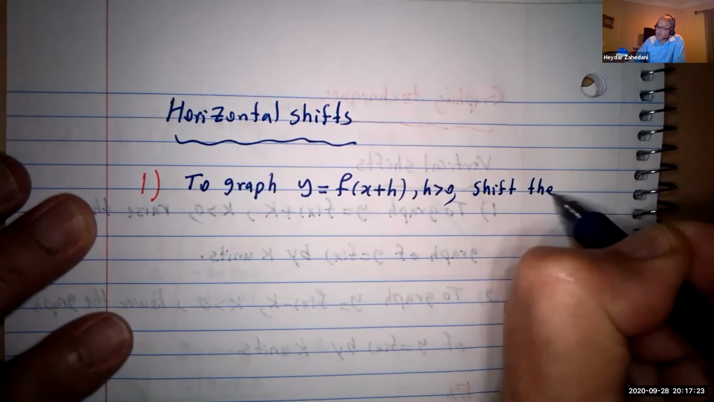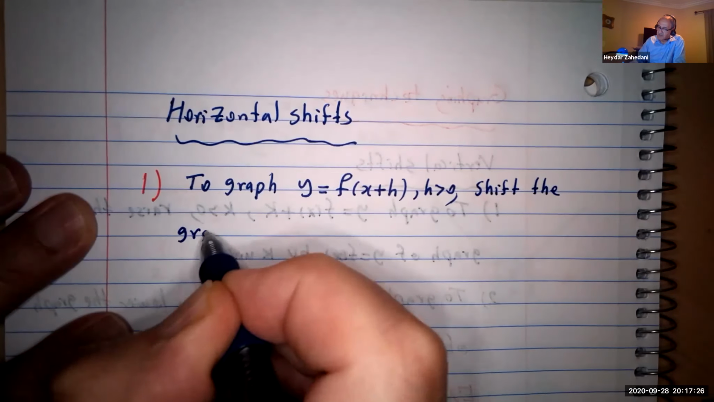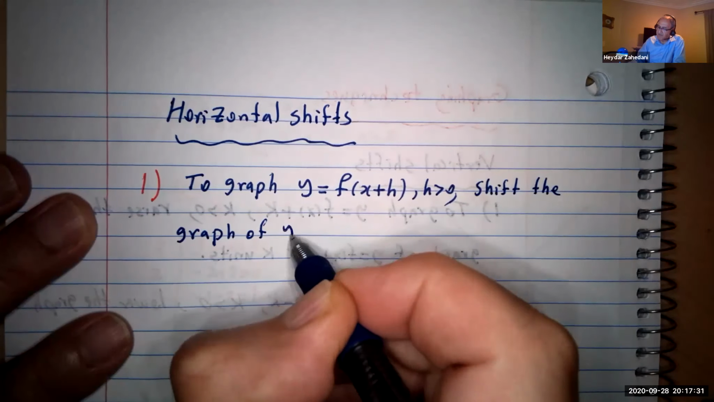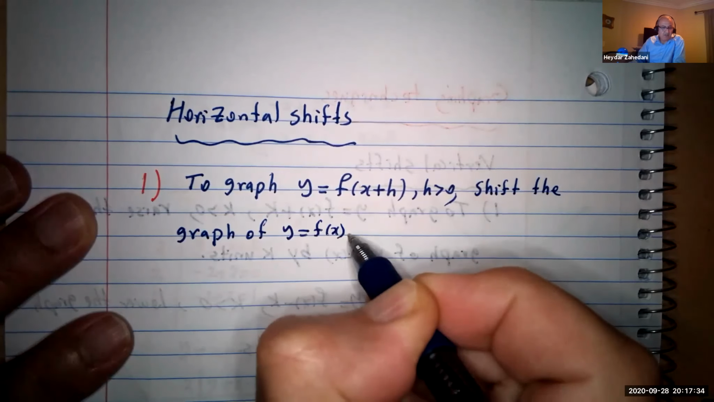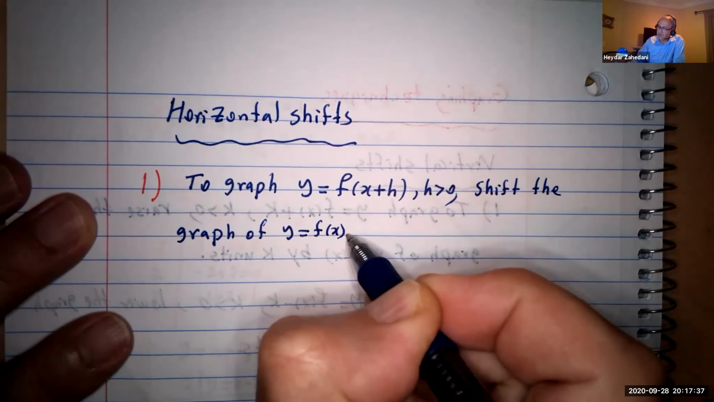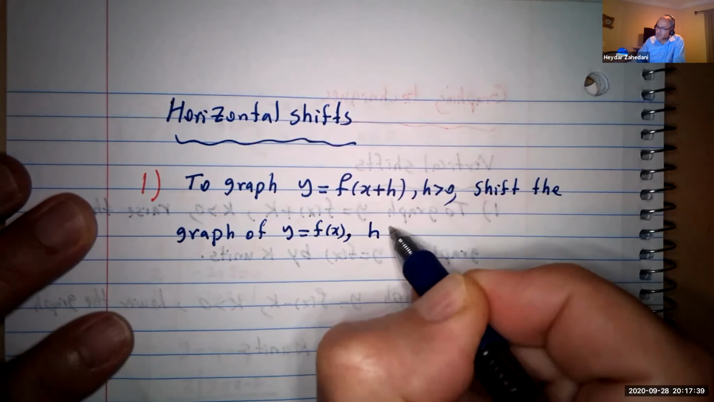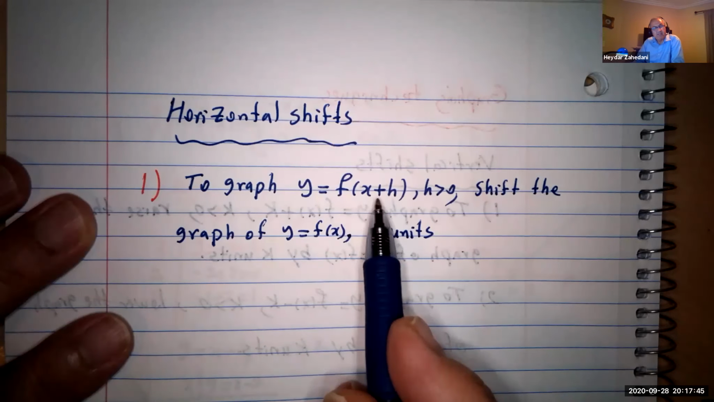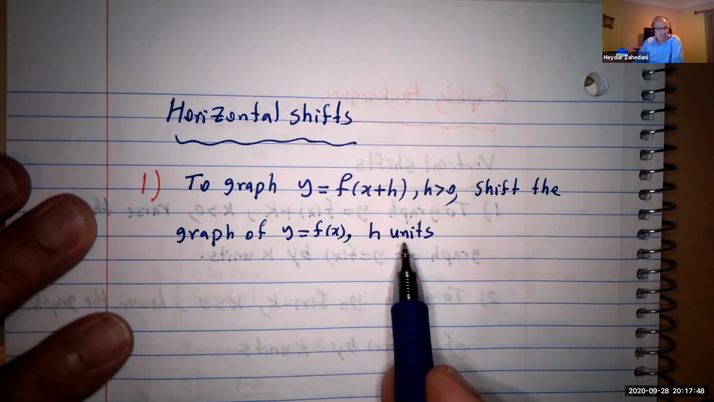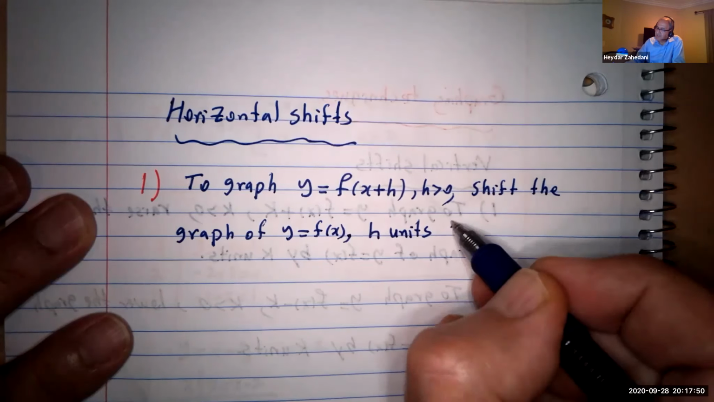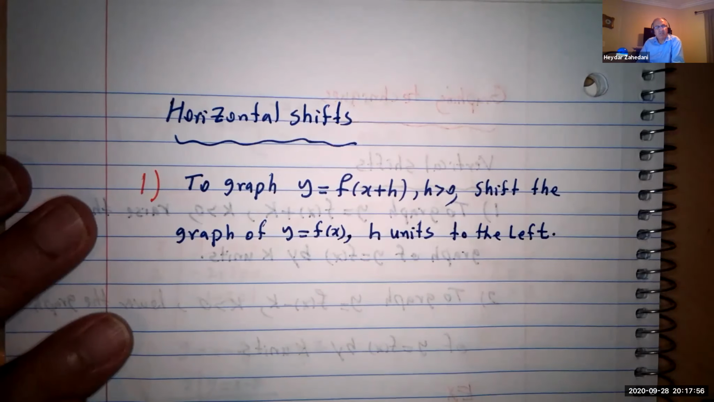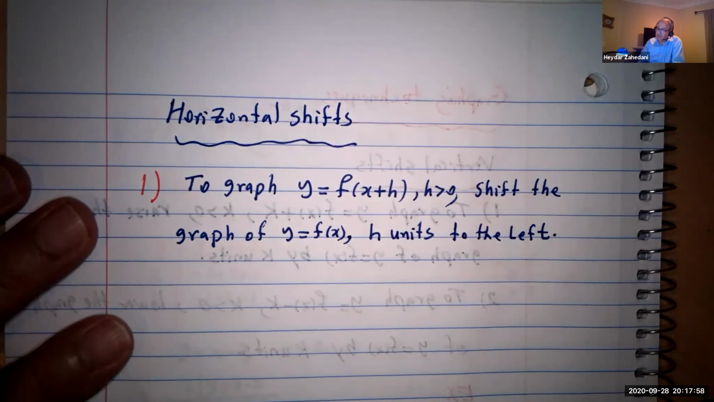Shift the graph of the parent function, the graph of y equal to f of x, h units. Now, when it's positive, we do it the other way around. We go to the left, h units to the left. You have to get back to the left. And if this is going to be negative, we go to the right.